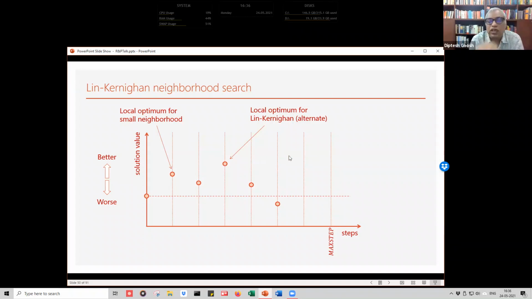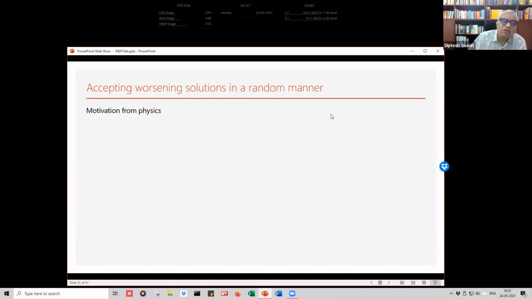Okay, so then let's talk about another algorithm which also allows me to look at solutions which are worse than my current solution. Okay, so to do that, we start talking about a method that takes its motivation from physics.